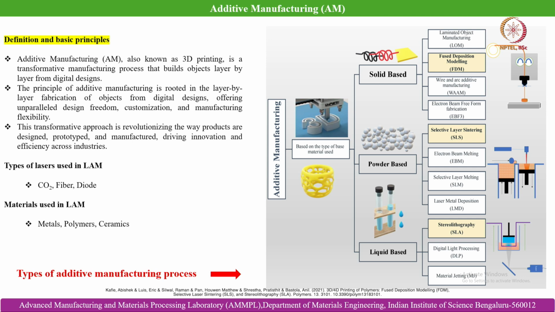Based on the energy source, additive manufacturing can be classified as arc based additive manufacturing, which is called WAM, and also laser based additive manufacturing, which can further be classified as direct energy deposition and also laser powder bed fusion. So, how are they different?